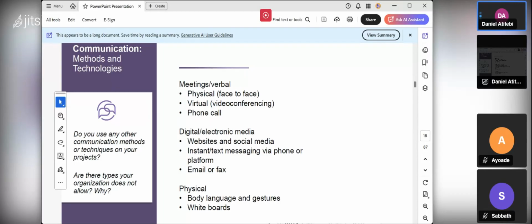Those are the, can you see? The other one is called digital electronic media. Website, yes, you can communicate through website or social media, instant text messages, phone or other platforms, or email or fax. It could be physical. Talk about body language or gesture or whiteboard.